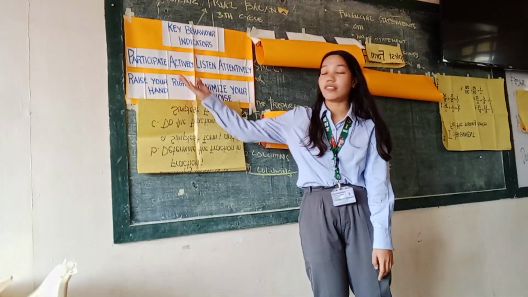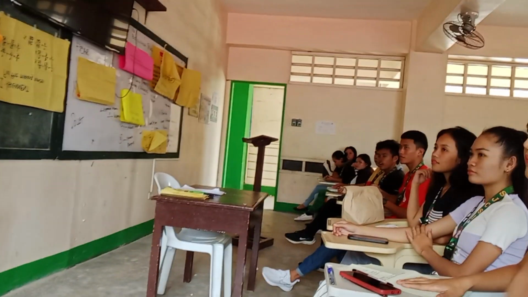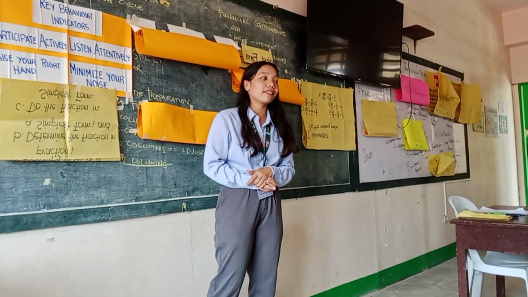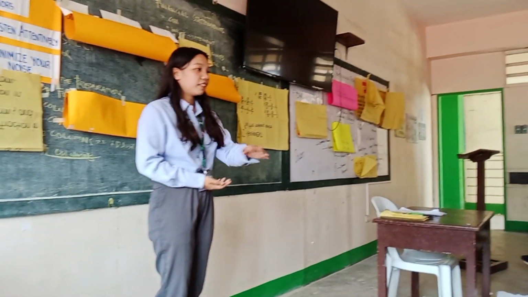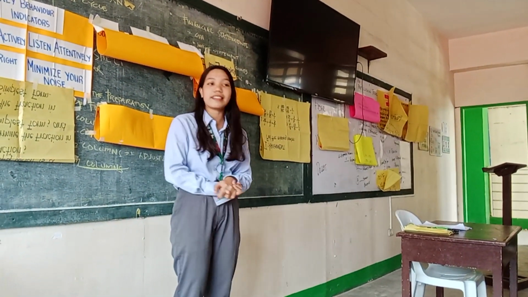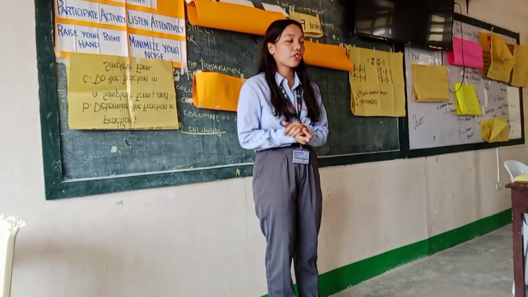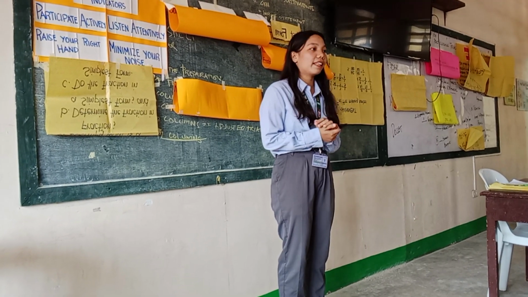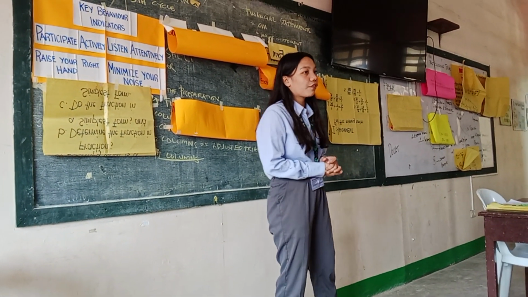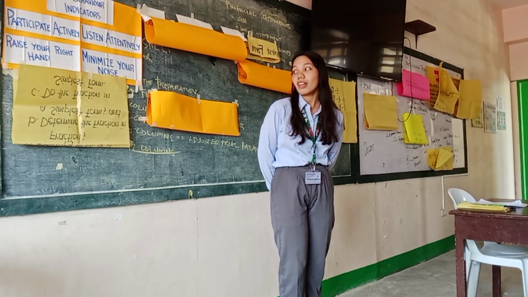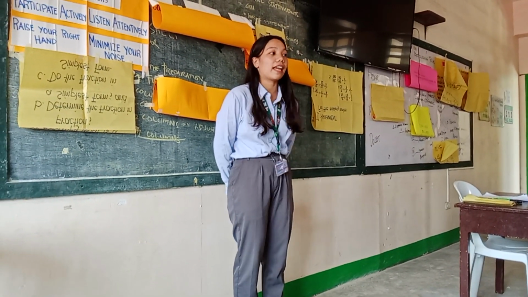So, who can read our first rule? Yes, Joy? Participate actively. Okay, so if I'm going to give you a task or group activities, you need to participate actively. The second, yes, Adrian? Listen attentively. If I'm going to talk here in front, you need to listen attentively. Next, yes, Charmaine? Raise your right hand. If I'm going to ask you a question and you want to answer, you need to raise your right hand. Always remember that you should avoid answering in chorus. How about our last rule? Yes, Trisha? Minimize your noise. So we should always minimize our noise and listen well.